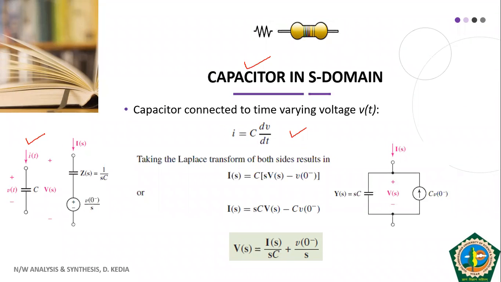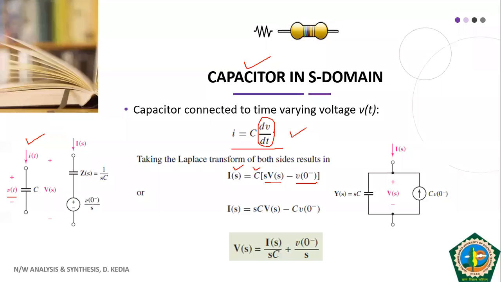So see, this is your capacitor representation. We have applied Vt voltage across the capacitor. Current is entering into the capacitor from the top side. So you take Laplace transform on both sides. I will become Is. C is a constant. This is dV by dt. So if you apply differentiation in time, this will become SVs minus V0 minus.